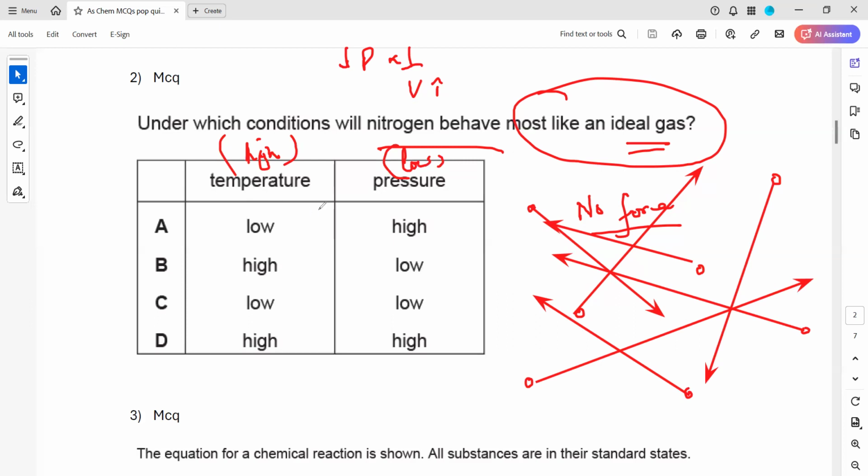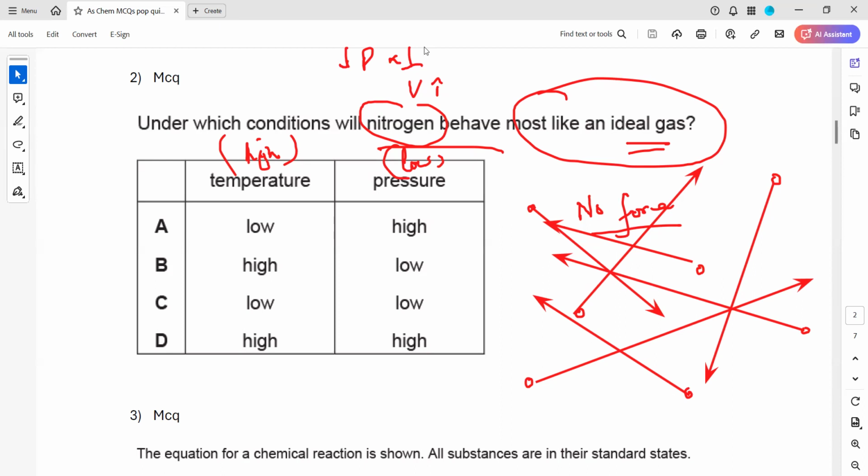This is a general standard for ideal gases. Even if this question is changed, I can say, under what condition does oxygen behave like an ideal gas, or under what condition does chlorine behave like an ideal gas. The conditions remain the same: the temperature should be high and the pressure should be low. So high temperature and low pressure is a general condition for all gases to behave like an ideal gas.